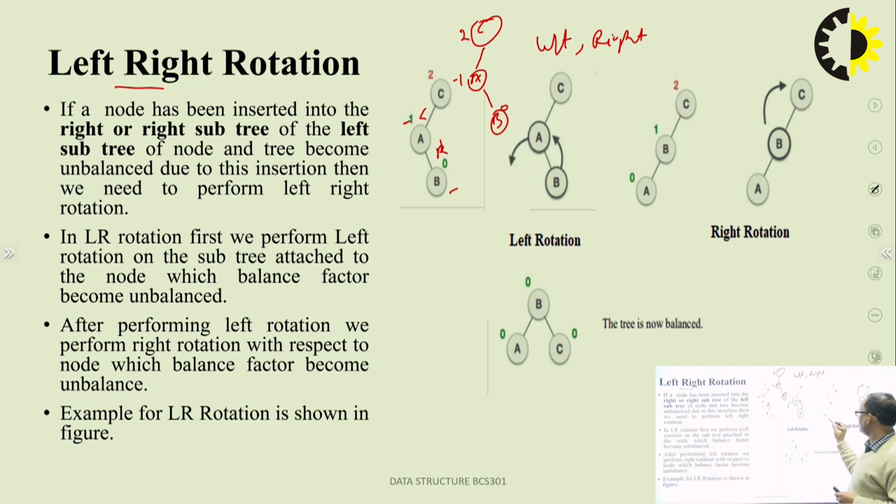So here now the balance factor of A is 0, B is 1, and C is 2. Now, when the left rotation is performed, after that we will perform the right rotation in context to B. So when we perform the right rotation, C goes downward and B becomes the parent. So this will become the situation.